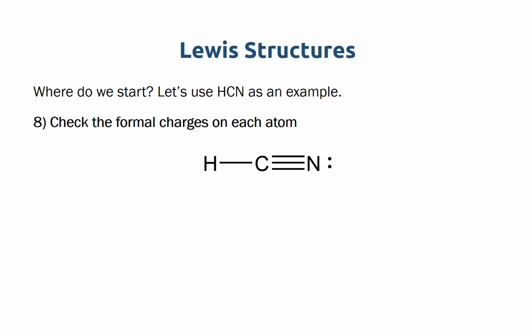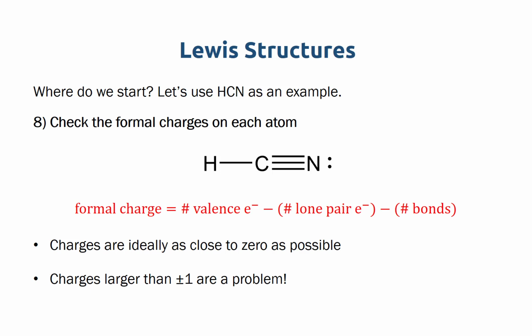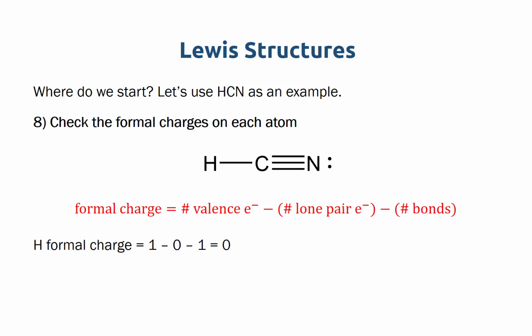So the last step is we are going to check the formal charges on each atom. Formal charge is calculated in a fairly simple way. The equation is that formal charge equals the valence electrons minus the number of lone pair electrons minus the number of bonds. So each atom will have its own formal charge. Ideally, these charges will be as close to 0 as possible. Anytime you have a charge that is bigger than plus or minus 1, that is a problem and we need to fix our structure.